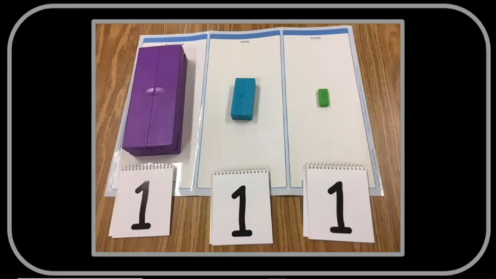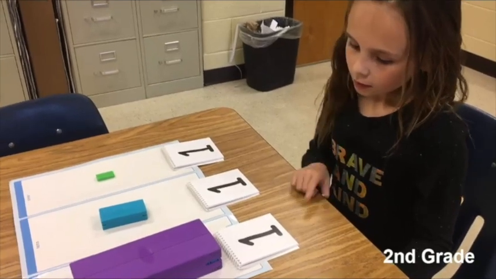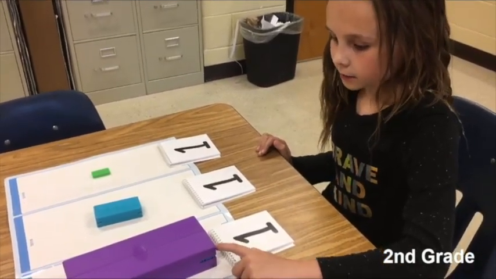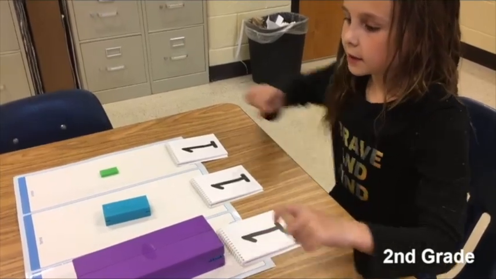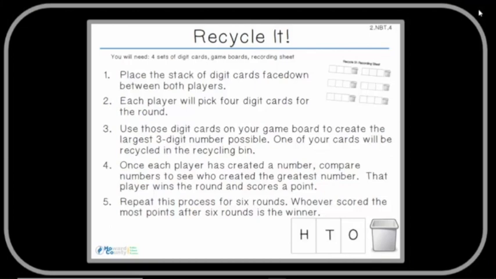While first grade students compare 2-digit numbers, second grade students deepen their understanding of place value and compare 3-digit numbers. Which digit has the largest value? It is the 100s, because 100 takes 10 tens and tens only takes 10 ones. In the Recycle It task, players pick 4-digit cards and try to create the largest number possible. They then discard or recycle their unwanted digit cards.